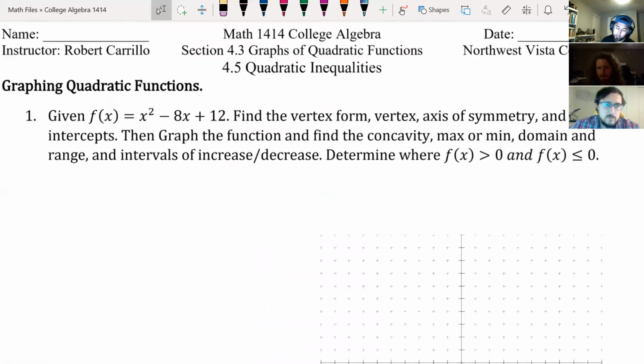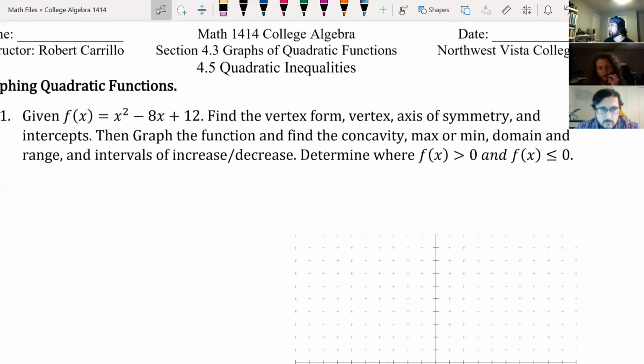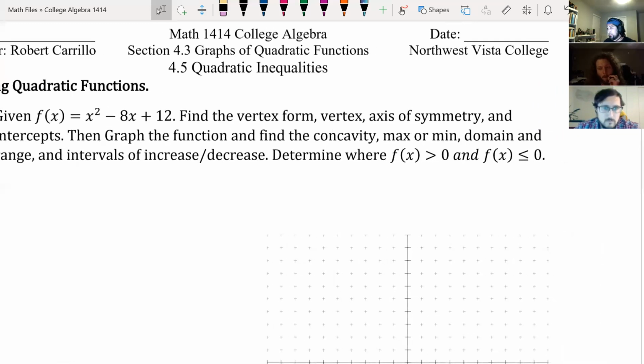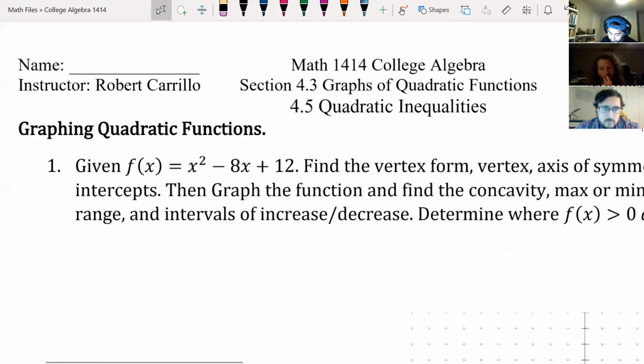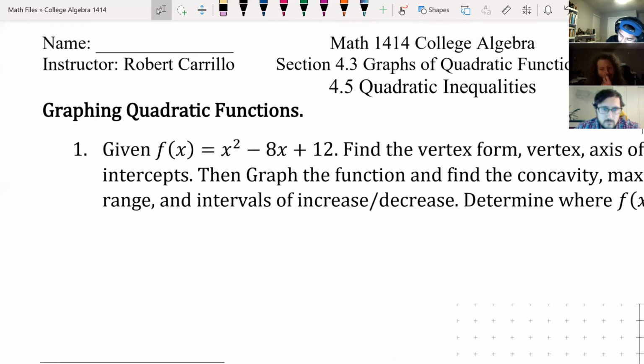All right. So number one, given f of x equals x squared minus 8x plus 12, we have a lot of stuff to find. Find the vertex form, find the vertex, find the axis of symmetry, find the x and y intercepts, graph it, find concavity, max or mins, domain, range, intervals of increase or decrease, and find out where we are greater than zero and less than or equal to zero. That's a lot going on. So first thing we're gonna do is go for the vertex form. So we'll call this A.